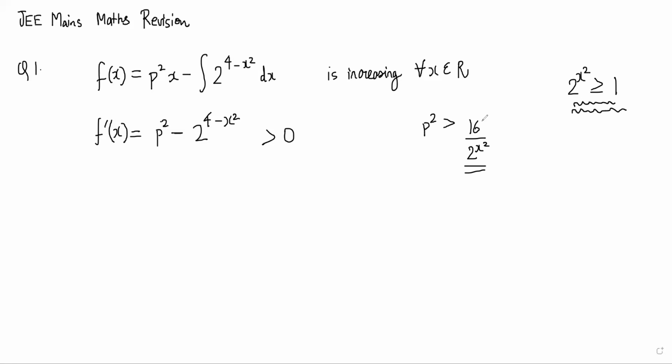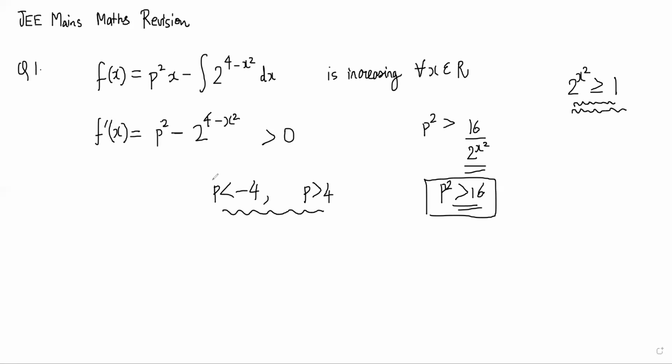So if this inequality has to be true for every x, then p square should be greater than 16, right? So that is not just p greater than 4, that is p less than minus 4 also, right? Yeah. How can you forget this?